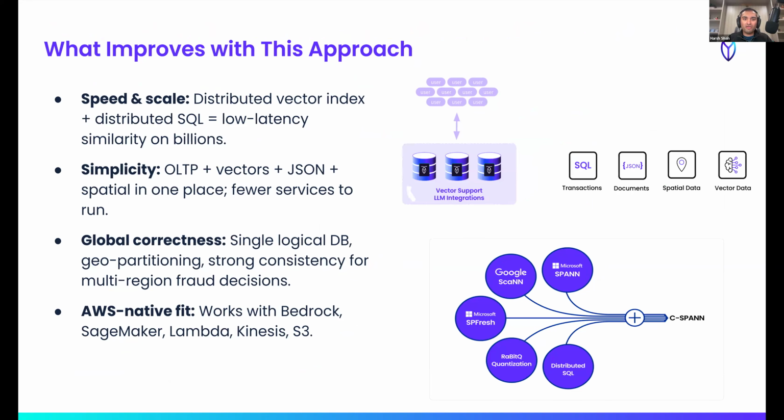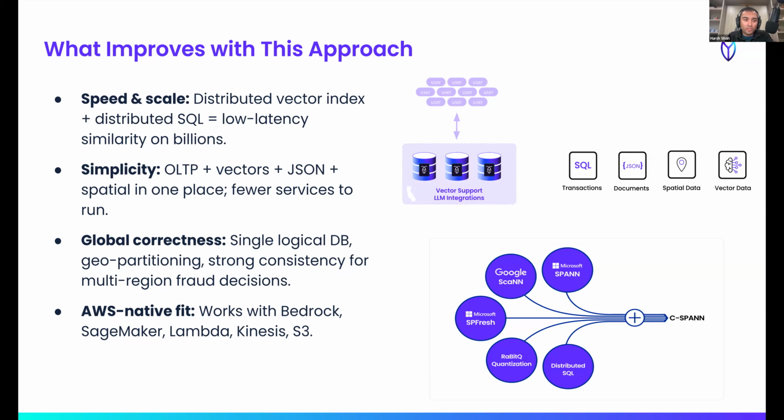So kind of to top it all off, right? What improves with this approach? The speed and scale of how everything's done. We covered that. The simplicity I talked about earlier: OLTP, vectors, JSON, spatial data, all in one database. You have global correctness. We are a strongly consistent OLTP transactional database. We follow the ACID guarantees. We implement serializable isolation by default, and we can span multiple regions and still provide those guarantees as well.